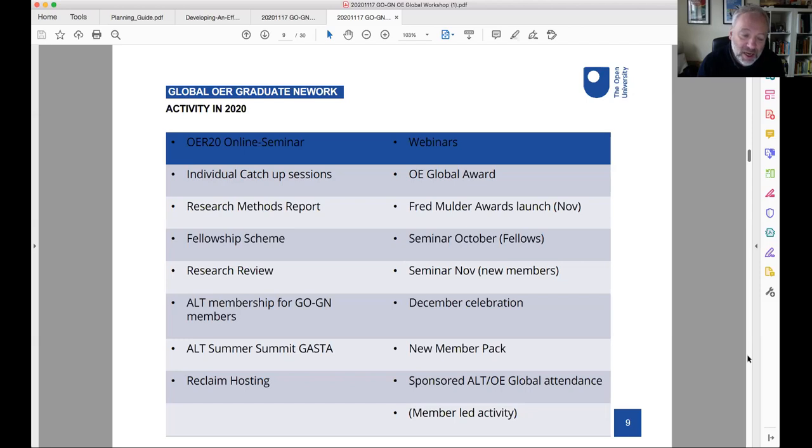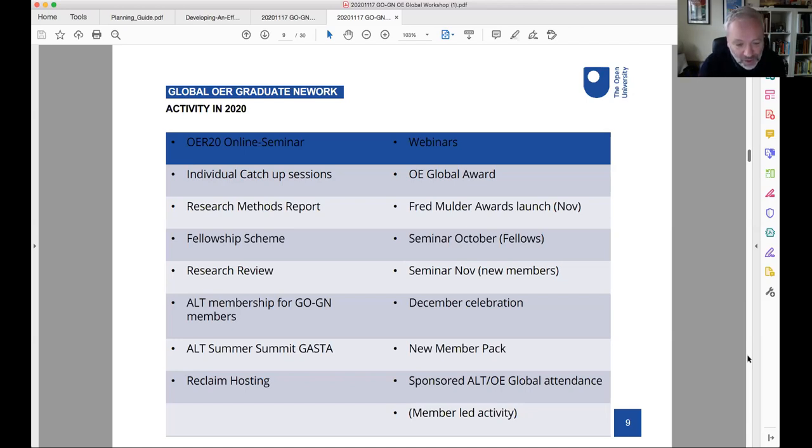We produced a research methods report, which was produced by the members, and Rob will talk about that. He did a very good session on it yesterday, and it has been really successful. It's had over 6,000 downloads. We launched a fellowship scheme, which Paco will talk about. As well as the research methods report, we did a research review report in the summer, where we got together a number of OER research publications and got members to review them and produce those reviews into one document. So that was a really nice resource that we could share back with the community.